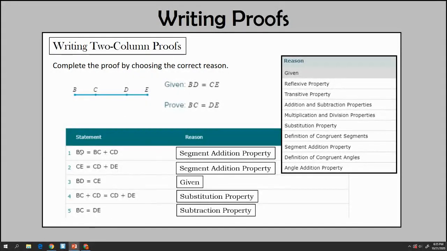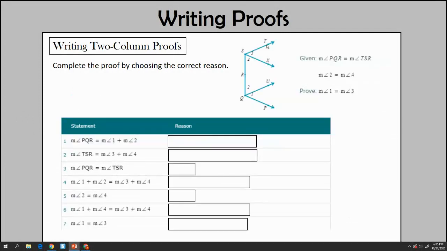We've got to read the statement, figure out where it came from, what allowed them to make that conclusion, and then choose the correct reason. Okay, let's do another one here. So we got this big drawing given to us up here. Okay, don't let that intimidate you.